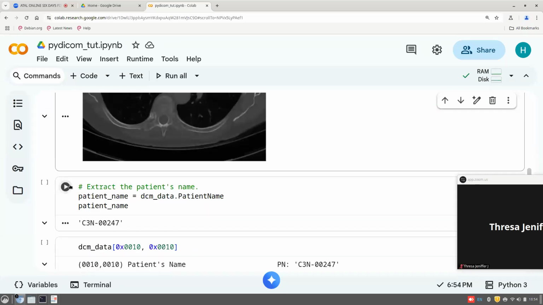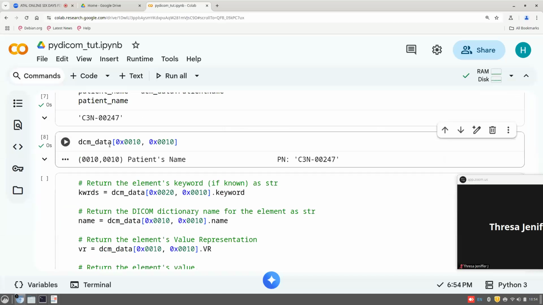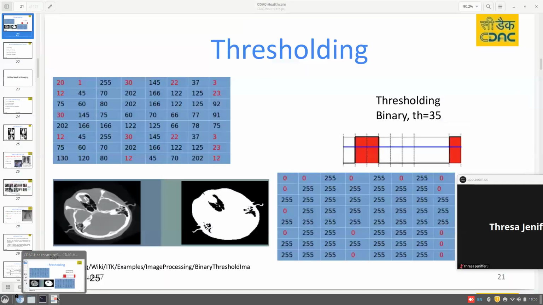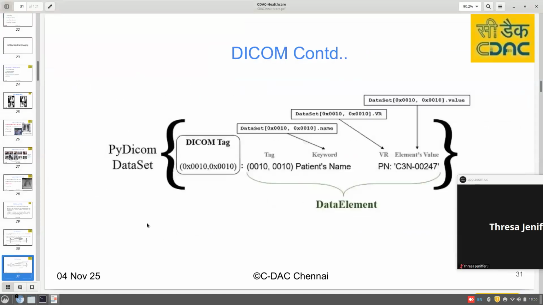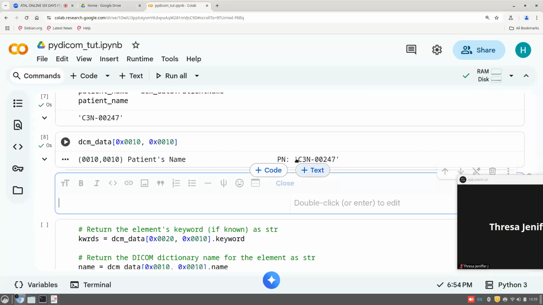And you can access the patient name by using dcm.data.PatientName, or using the tag values as well. Patient name is a keyword, or you can use the tag to access the patient name. As I said, DICOM data is generally of this format: DICOM tag, keyword, value, element value. So you can use either the tag or the keyword to access the DICOM data.